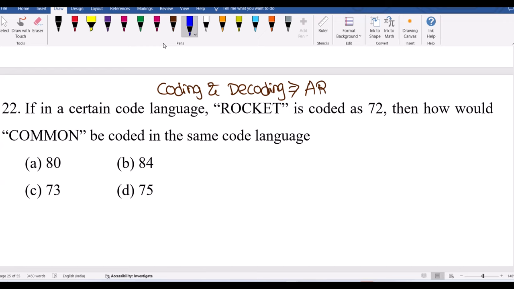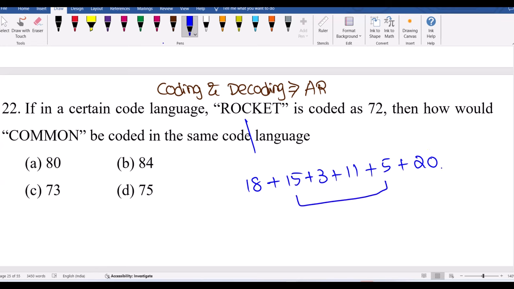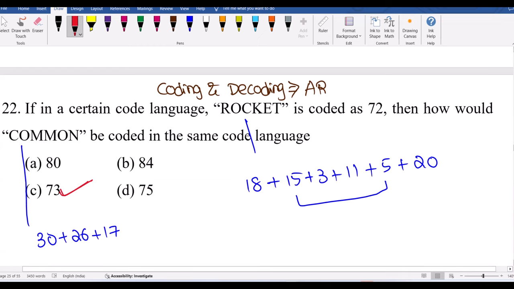In general, related to coding and decoding, what do we have to do? For the given question, take forward values. R value 18, O 15, C 3, K value 11, E 5, J 10, O 15, T 20. So we generally do forward coding and addition. If that fails, then we have to think about other approaches. 15 plus 5 is 20, 20 and 20 is 40. 40 and this 14 is 54, plus 18 is 72. Forward coding addition only. Then for common: O and O, 15 plus 15 is 30. M is 13, plus 13 is 26. Then 3 plus 14 is 17. So all together we get 73. Option C is correct. 73 is correct.